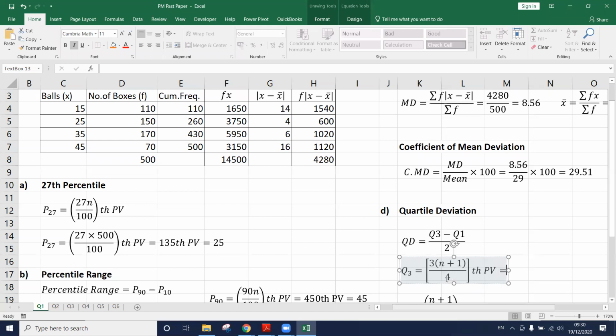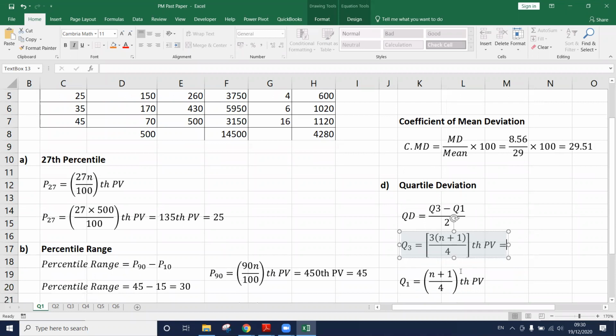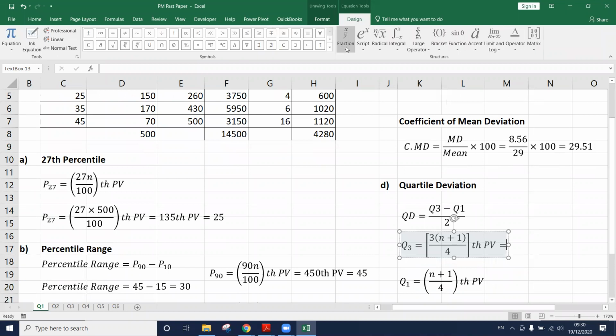As per this formula, right? To find the third quartile value, we use 3 into (n plus 1) over 4, a positional value. Where is this value located? Right. 3 into (n plus 1) over 4. N value is 500. 500 plus 1, 501, over 4.